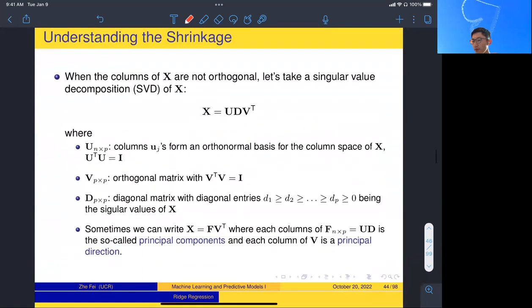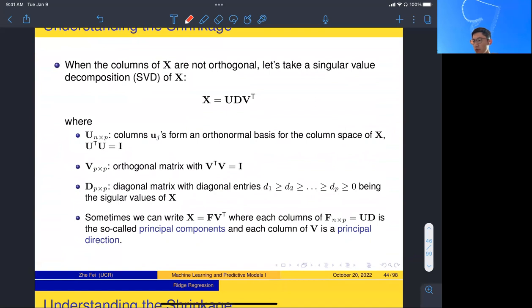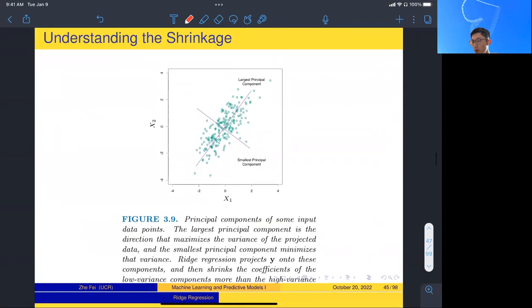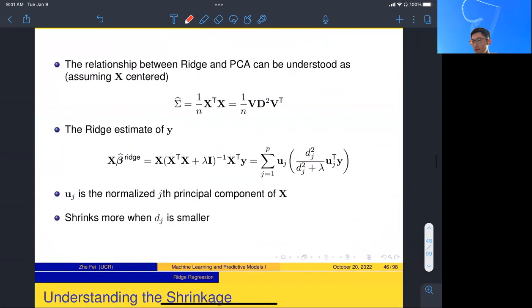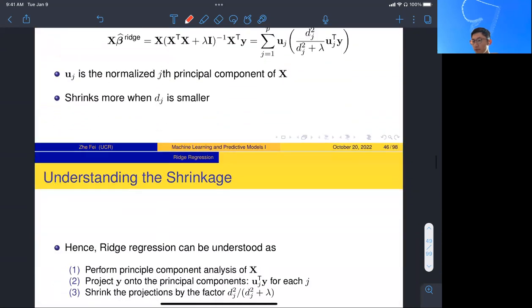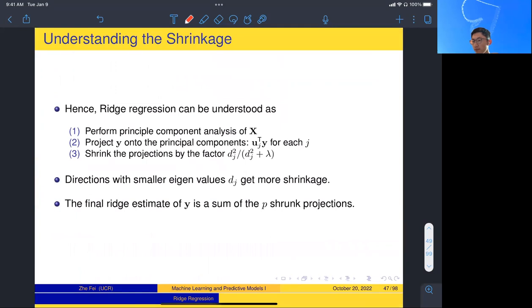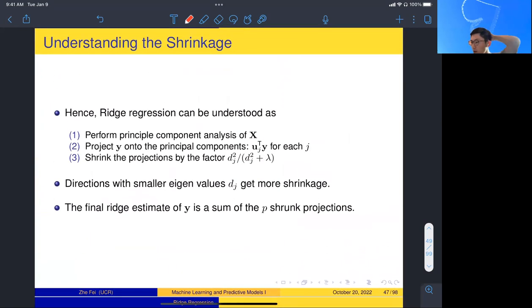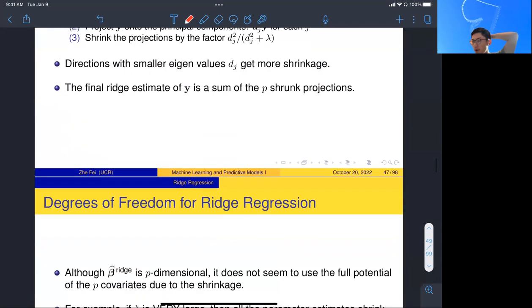Okay. Some more theoretical derivation. We would skip this. So here's some summary, but this is just some further interpretation. I think this is fine.